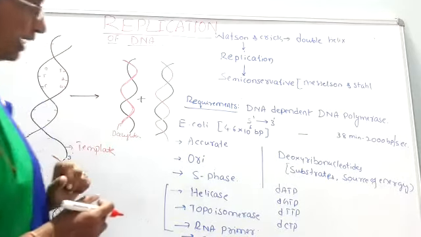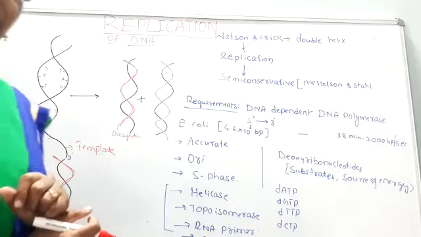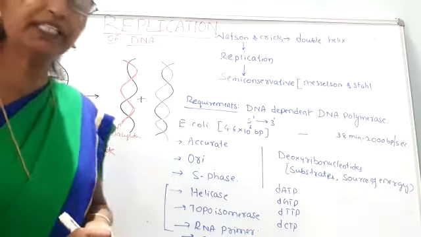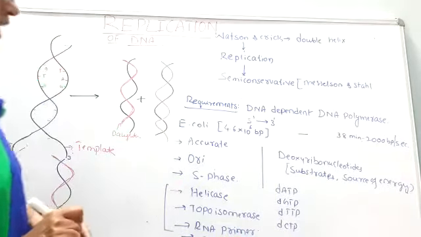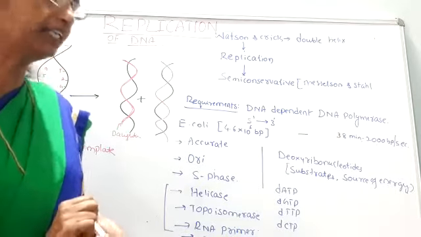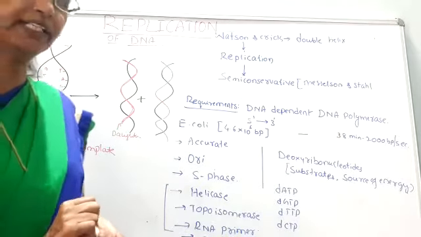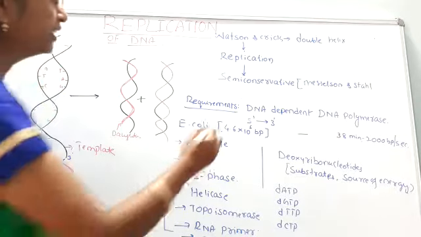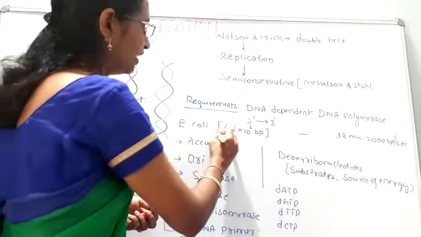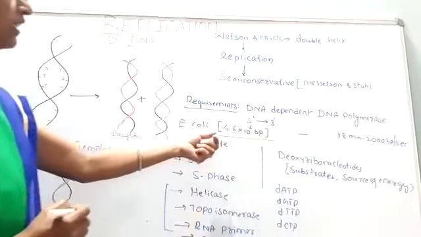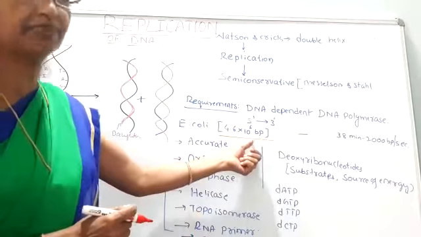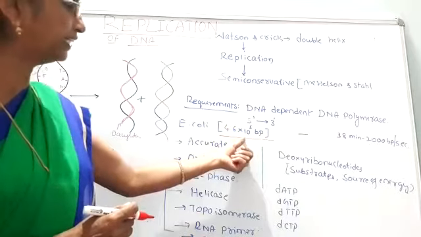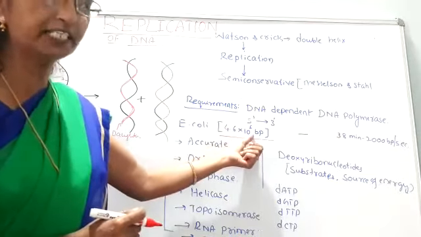Now we will understand the essential requirements for the replication of the DNA. Since we are discussing E. coli bacteria, we know that the length of the DNA of E. coli measures about 4.6 into 10 to the power of 6 base pairs. Okay, such a long DNA is there. So these are the number of base pairs.